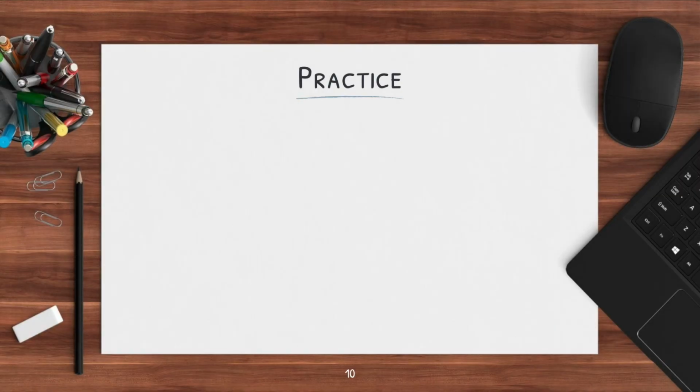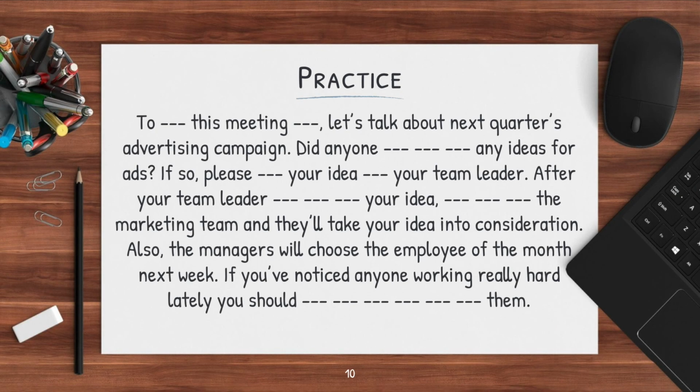Okay, now let's practice. Here is an example text of a boss talking to his employees during a meeting. For each blank, you should add one word. So here, did anyone? You'll add 3 words here. But all the blanks are phrasal verbs that I covered in this video. So pause the video, select the correct phrasal verbs for all the blanks, and when you're ready to see the answers, click play. Okay, here we go.